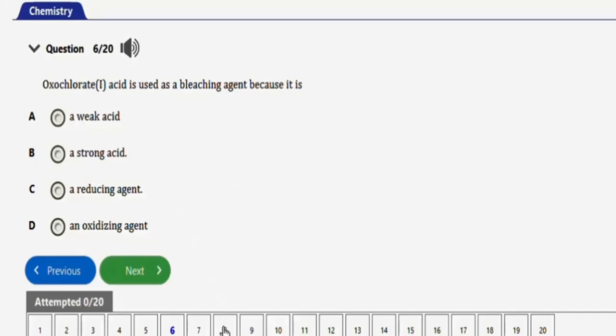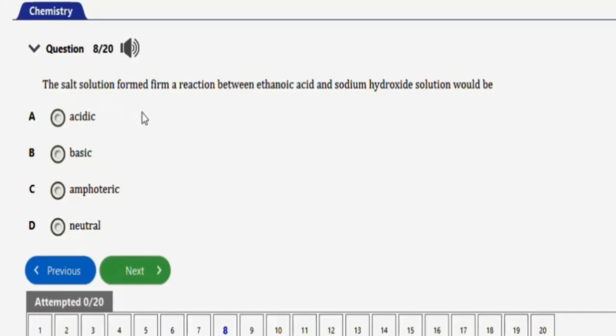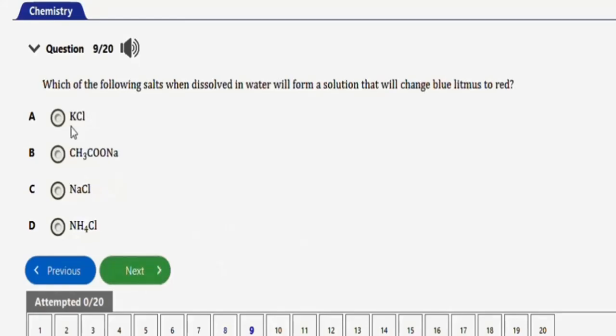Next question will be this one. It says the salt solution formed from a reaction between ethanoic acid and sodium hydroxide solution would be, so the right option will be option B, basic. So this reaction will give you sodium acetate. So sodium acetate salt is basic in nature. Next question will be this one. It says which of the following salts when dissolved in water will form a solution that will change blue litmus to red. So it has to be acidic in nature. The right option would be option D, ammonium chloride. This is acidic in nature. Option D.